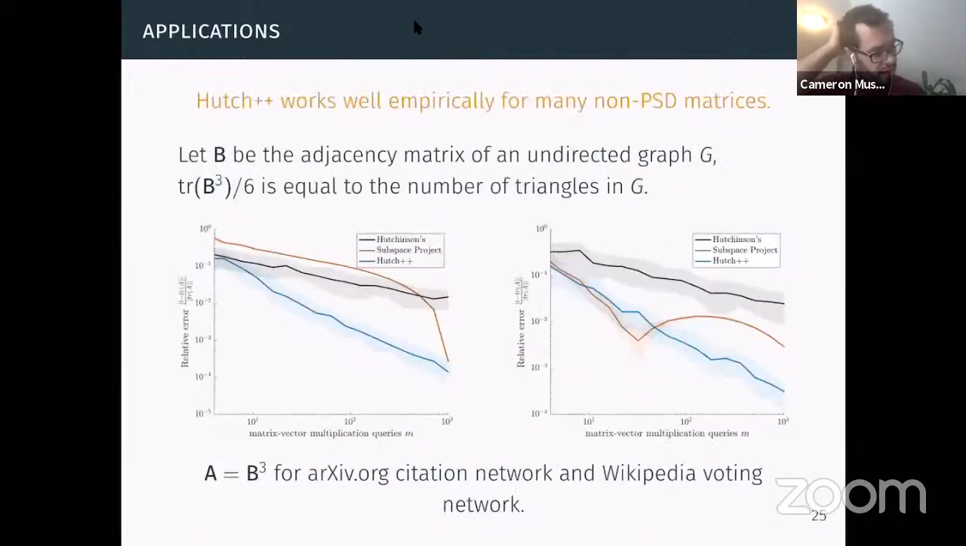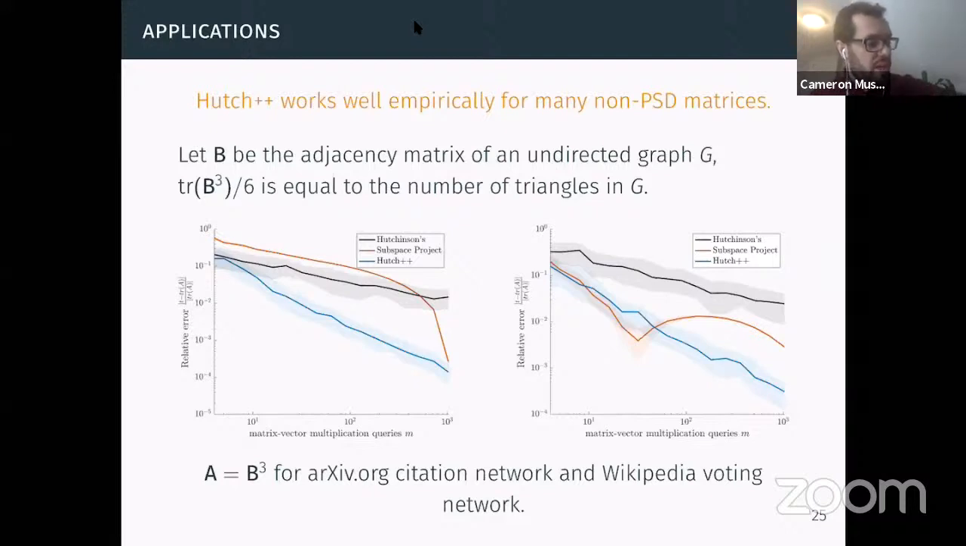Okay, and then the final one I'm going to show you is that this Hutch++ method seems to work empirically well for non-positive semi-definite matrices. So our theory specifically applies to positive semi-definite matrices, but there's no reason you can't apply it to non-PSD matrices. In this case, we looked at a common application in network analysis, which is triangle counting. So we let B be the adjacency matrix of two different networks, a citation network and a Wikipedia voting network. And trace of B cubed over 6 is the number of triangles in these networks.